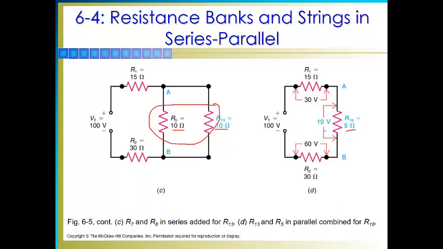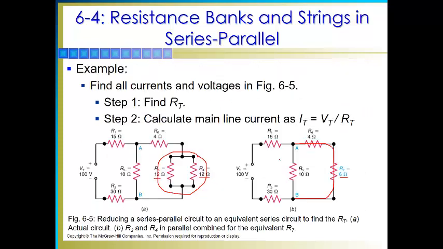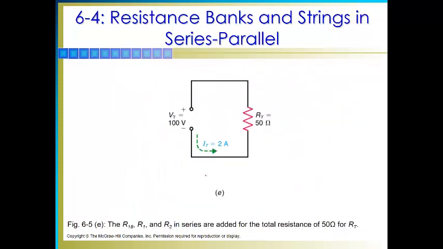So because they're in series, we can always add them up. Remember, resistors in series can be added up, and we can replace them with a total resistance, which equals the sum of all the resistances. So we have 15 ohms plus 5 ohms, that makes 20, plus 30 ohms, that would be 50. So this original circuit is equivalent to this simple circuit right here. Now we have reduced our circuit to its simplest form.